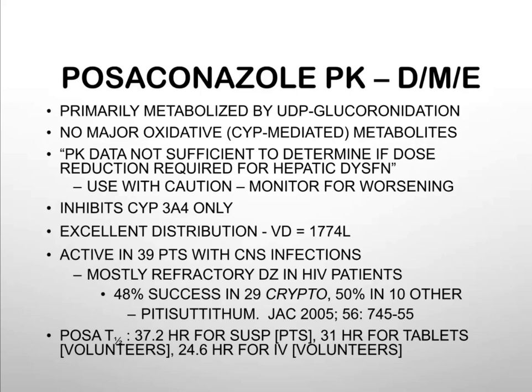Posaconazole is predominantly metabolized by UDP glucuronidation. As a result, dose adjustments for hepatic dysfunction typically are not necessary. Unlike Voriconazole, it inhibits CYP3A4 only. It's got excellent distribution, although not as good a distribution to the eye and the CNS as Voriconazole. And it has a substantially longer half-life in the 25 to 36 hour range. As a result, you want to give that loading dose, otherwise you're going to have subtherapeutic concentrations for an excessive amount of time.